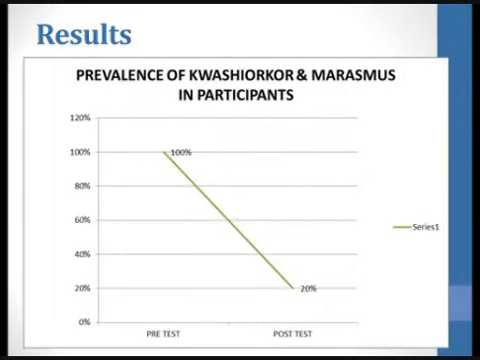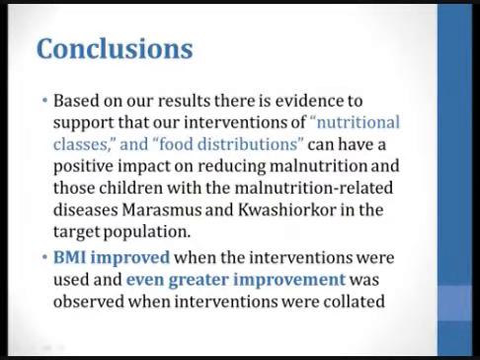100% of our participants had previously been diagnosed with kwashiorkor and marasmus disease. This requirement was set in place so that we could more effectively monitor the success of our intervention. Graph 2 illustrates the rate of participants who no longer suffer from both diseases as a result of our program. Our program established an 80% success rate of eliminating both kwashiorkor and marasmus disease in participants who were involved in our intervention. Based on our results, there is evidence to support that our interventions of nutritional classes and food distribution can have a positive impact on reducing marasmus and kwashiorkor in the target population.